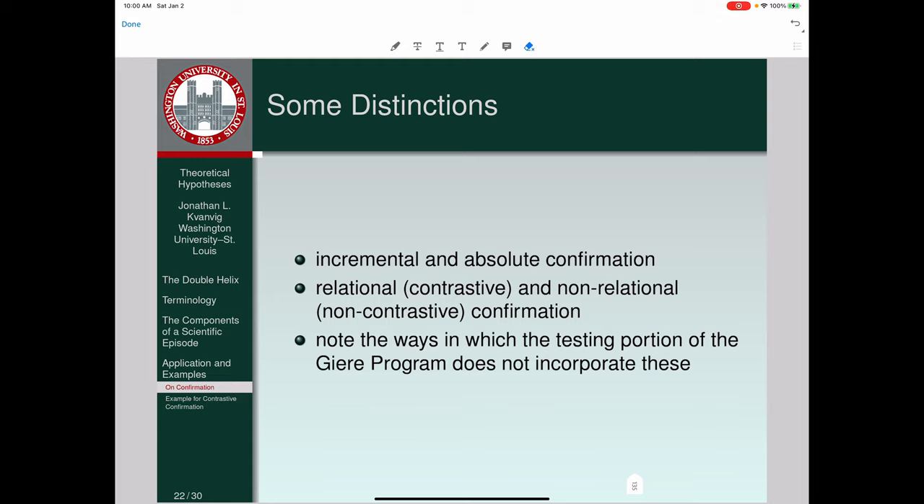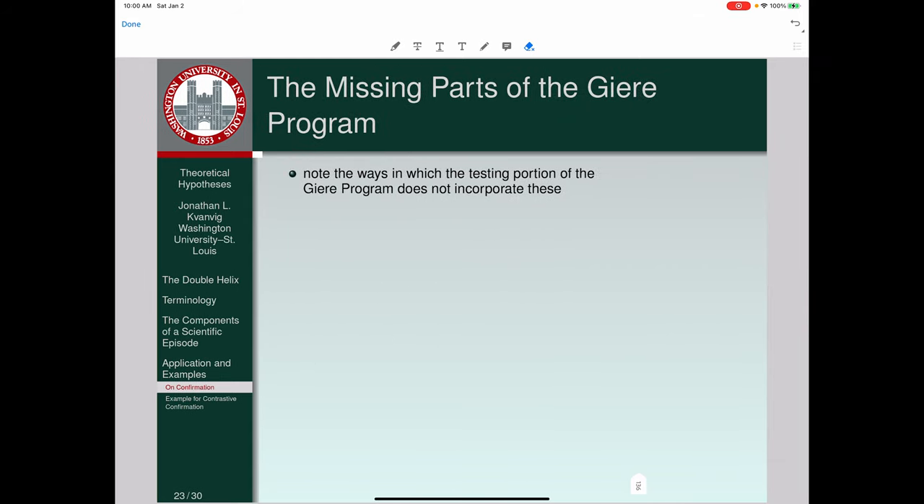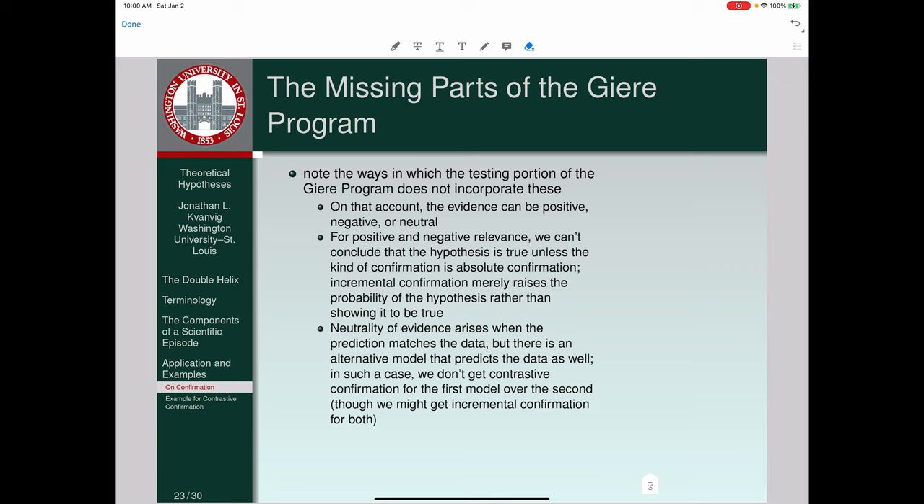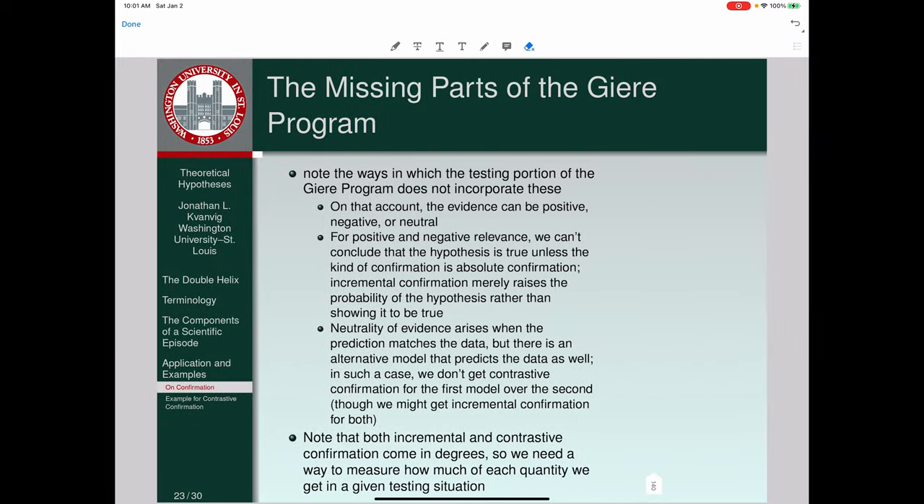In the first explanation of the Geary program, this distinction is not attended to at all. So, on the original Geary program, the evidence can be positive, negative, or neutral. For positive and negative relevance, we can't conclude that the hypothesis is true unless the kind of confirmation is absolute confirmation. Incremental confirmation merely raises the probability of the hypothesis rather than showing it to be true. Neutrality arises when the prediction matches the data, but there's an alternative model that predicts the data as well. That's what happened in the greenhouse model case. In such a case, we don't get contrastive confirmation for the first model over the second, though perhaps there's a small amount of incremental confirmation present for both.